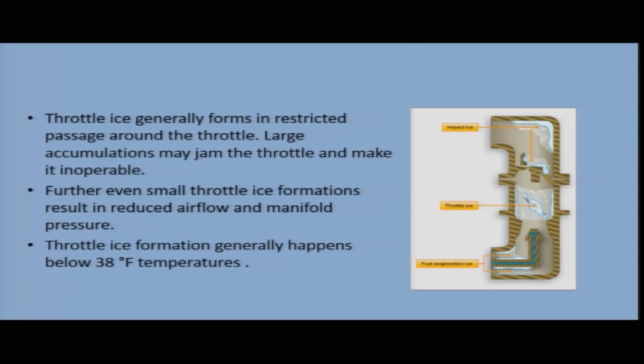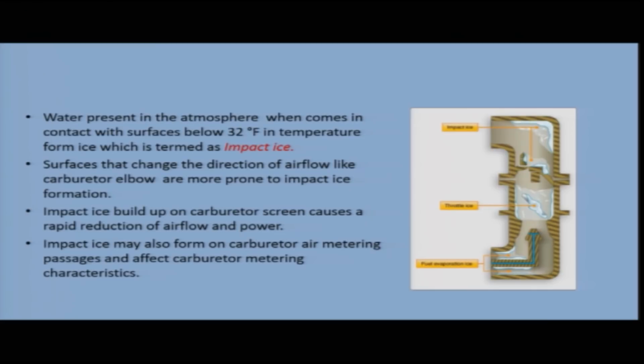Throttle ice formation generally happens below 38 degrees Fahrenheit. Now, what is impact ice? This is the third type of ice, that is impact ice.